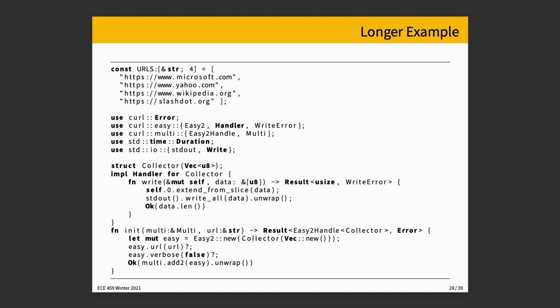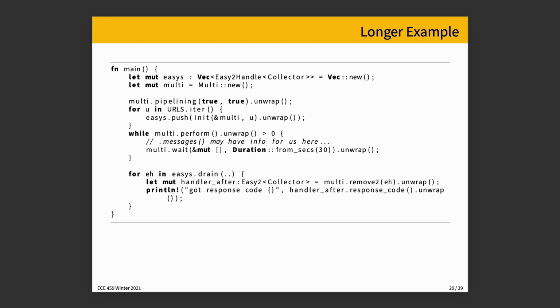Sounds good so far. Then in our main function, we will create a vector of our easy handles, and we will create our multi. We will set a couple of items. The configuration items here are not super important, so we won't dig into them, but we set pipelining on it. And then for each URL in our URLs array, we will push it into our initialization function with a reference to the multi so that we add it. And then we're going to perform the multi-perform.